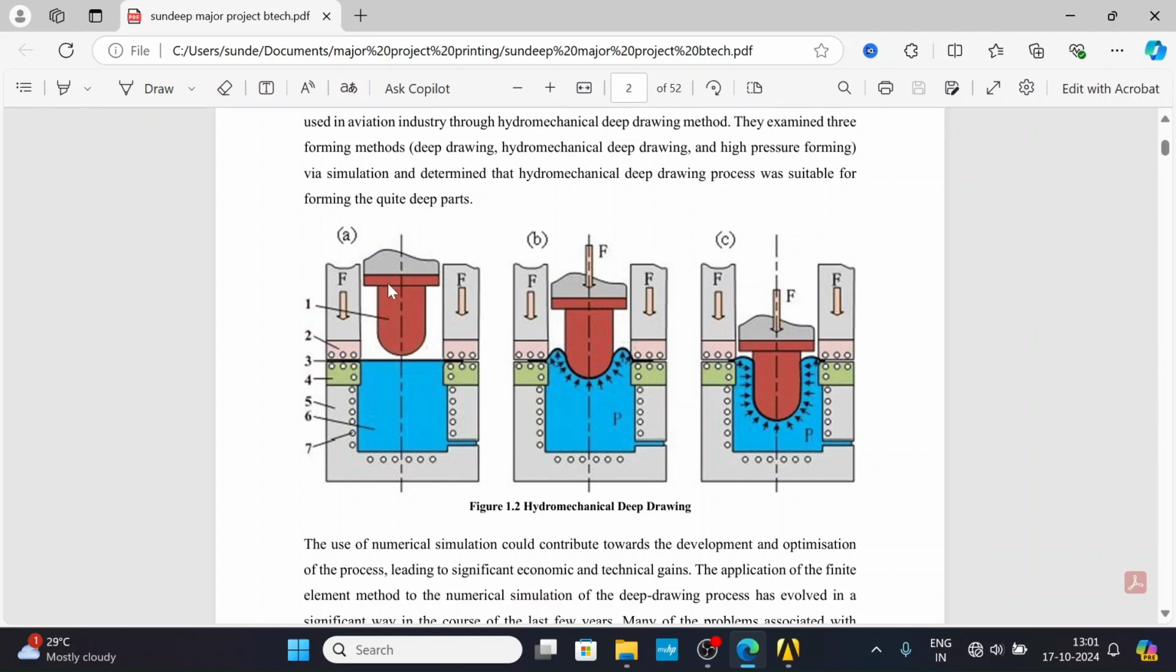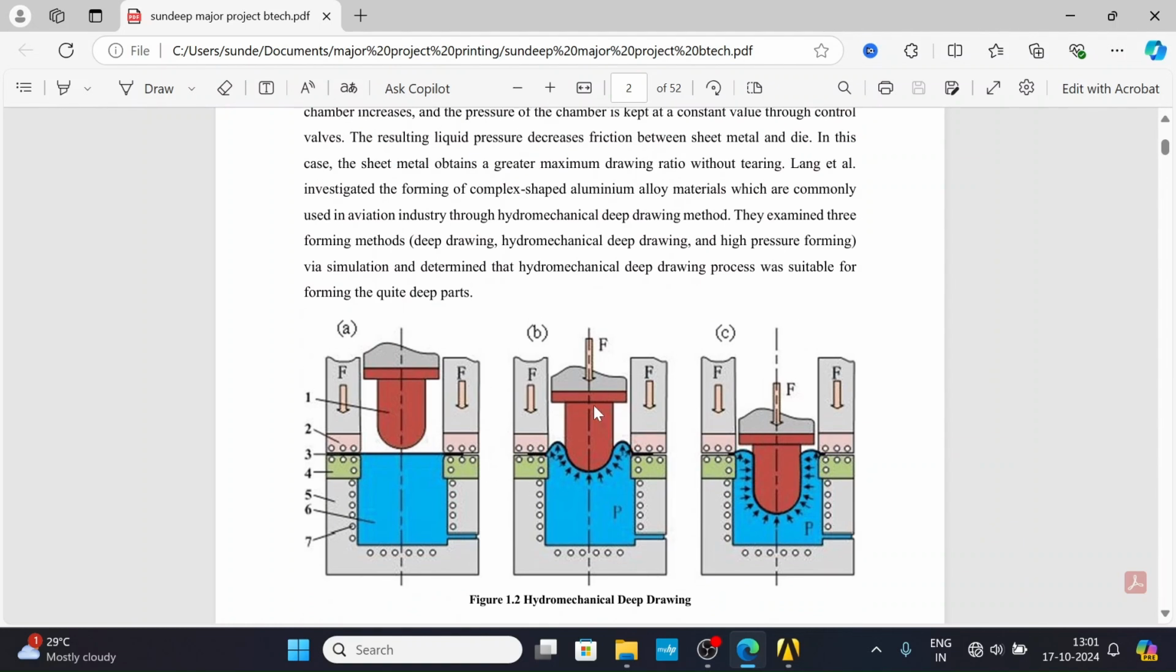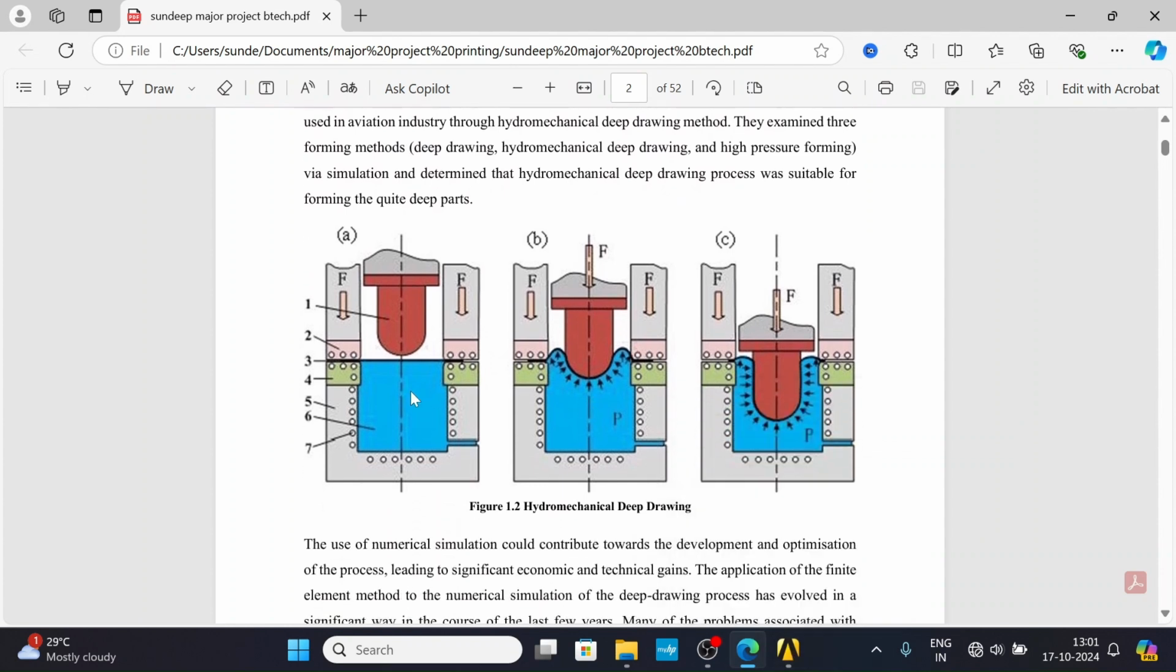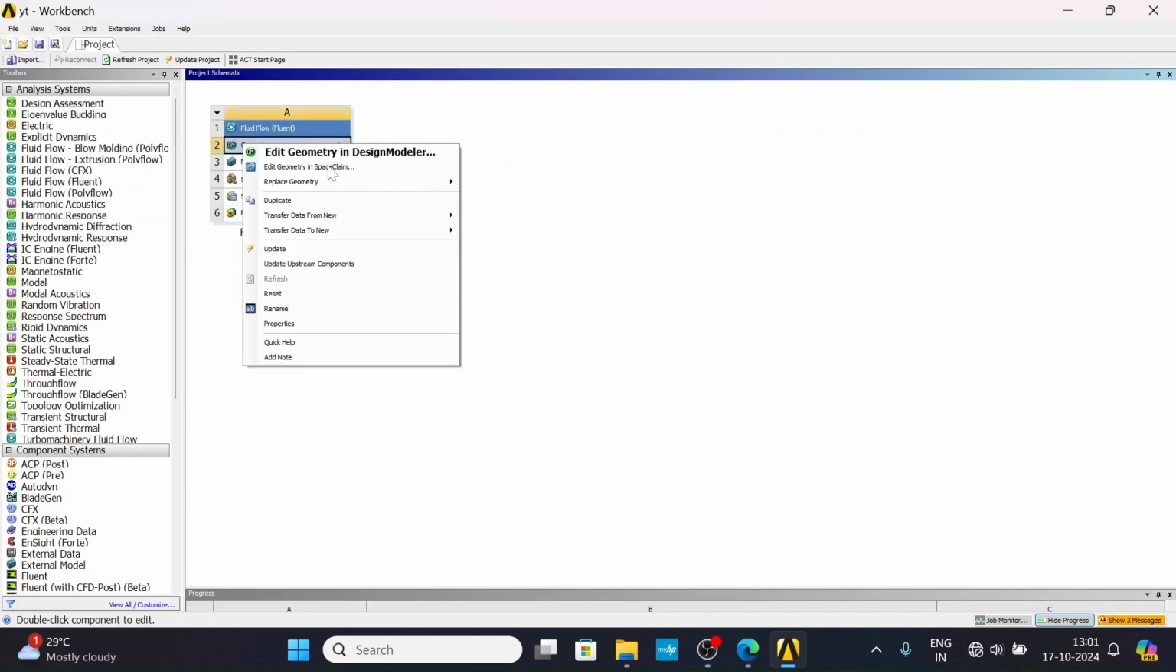So what happens whenever the punch starts moving against the blank is that fluid pressure gradually develops. Some part of the fluid pressure gets applied to the wall of the blank. So this is hydromechanical deep drawing. First we will use Ansys Fluent to calculate the pressure generated so that we can apply the same pressure in the structural part to get the deformed blank. So let's start. This is our Ansys Fluent.